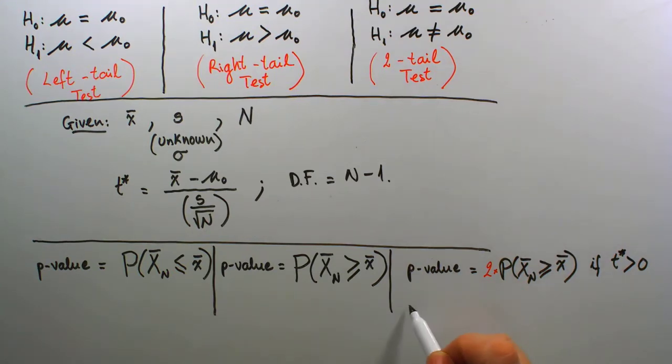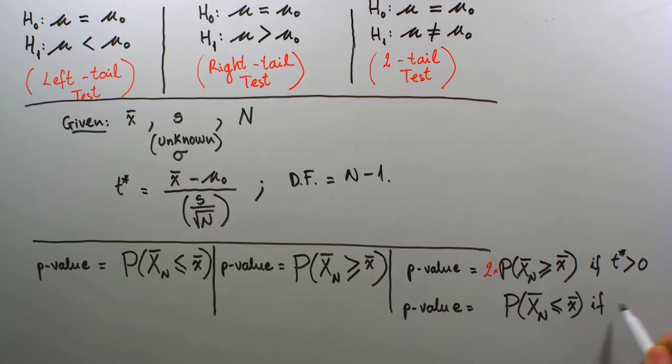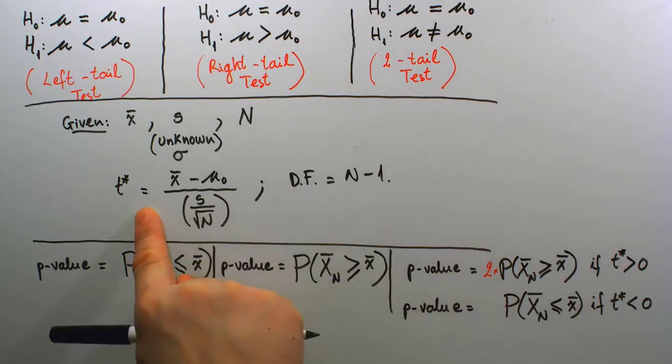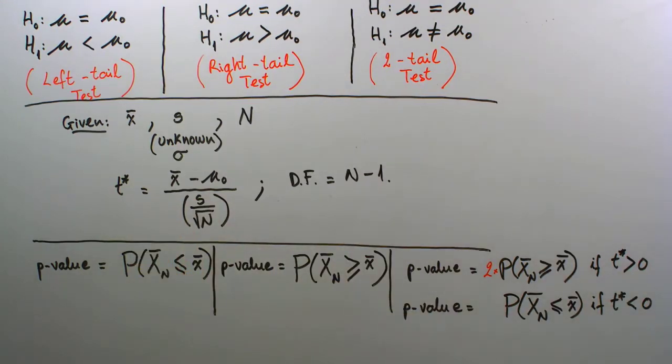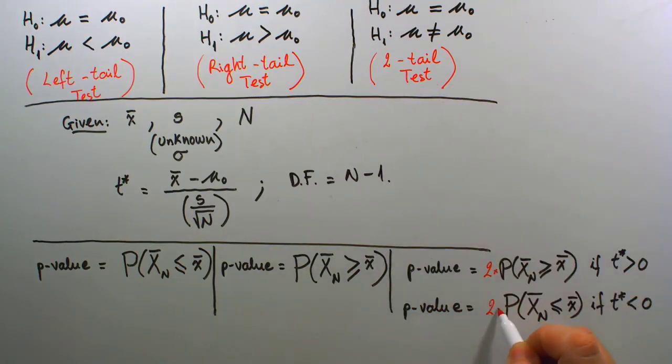On the other hand, the final p-value for a two-tail test will be calculated as a left tail probability calculation, so less than or equal to the x bar value given in our problem. But this case happens if our t star was calculated to be a negative value, a negative t star from this formula. And then again, the final p-value for a two-tail test must be the double of either the right tail or the left tail probability calculation.